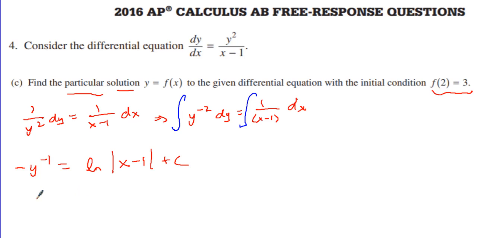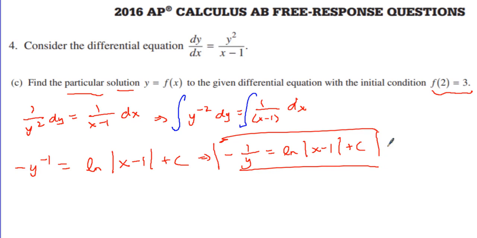Okay, so what do I actually have? I have negative 1 over y equals natural log of the absolute value of x minus 1 plus c. And now that's my general solution, isn't it? That's my general solution. And so now I'm going to plug in my particular conditions. Okay, when x is equal to 2, y is equal to 3.